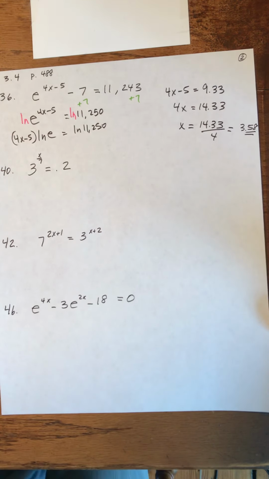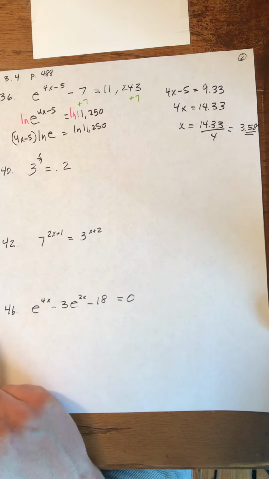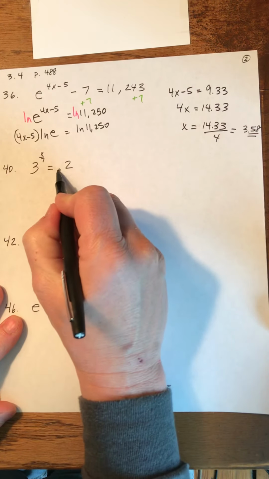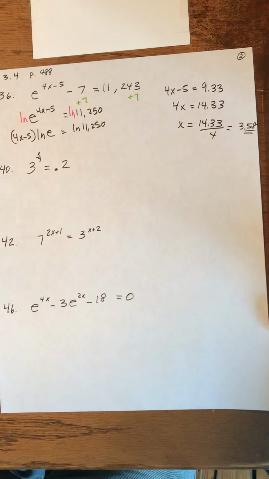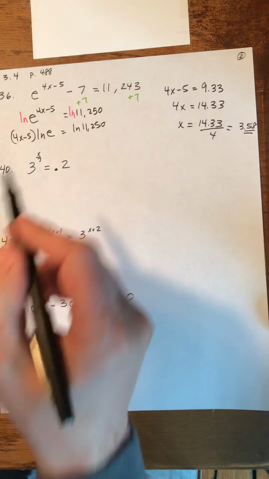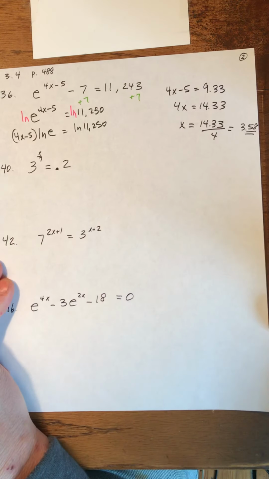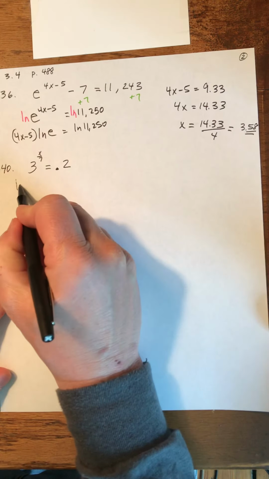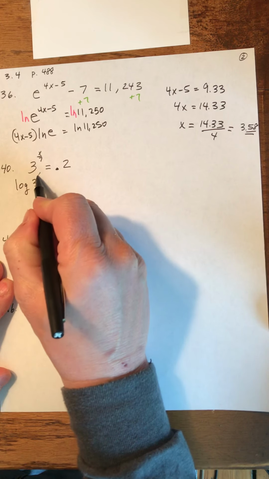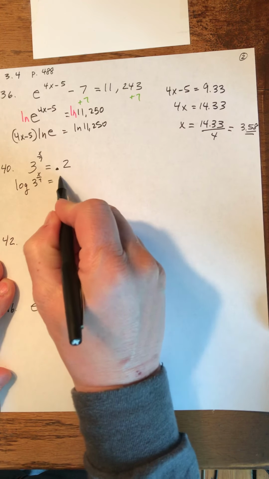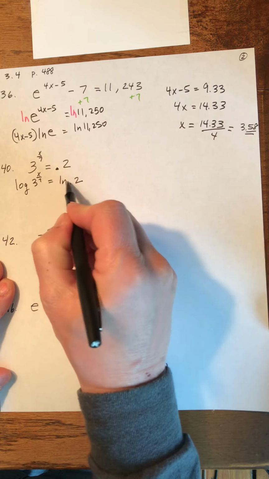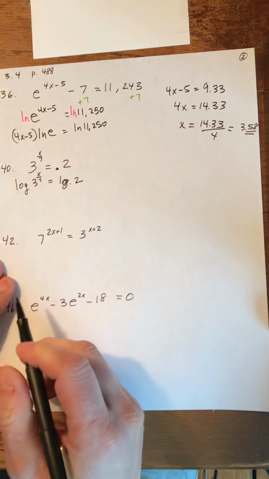Let's look at number 40. Number 40, again, very strange problem. This is a 0.2 over here. This is nothing that we would guess, or nothing that we could even solve algebraically if we didn't have logarithms. So since it doesn't have an e, you can take an ln of both sides. You'll still get the same answer. But I'm going to take a log of both sides, because I usually reserve my ln for problems that have an e in them. Oh, log of 0.2.